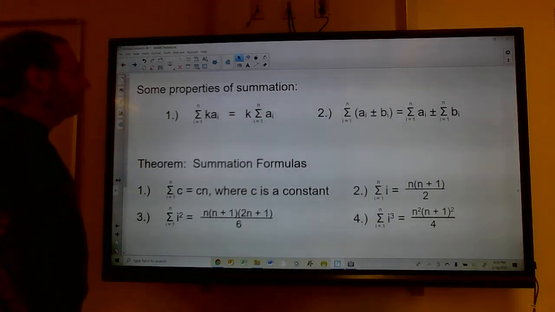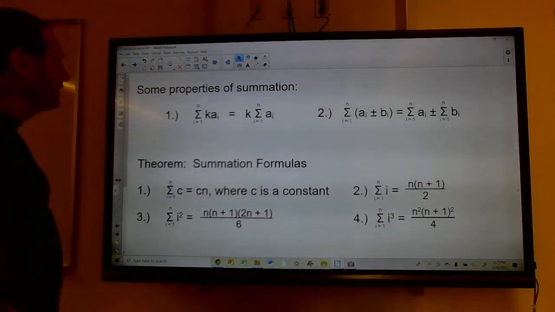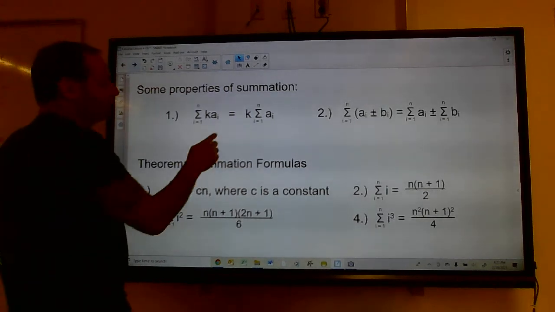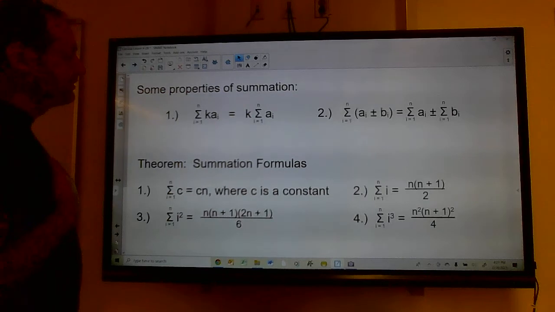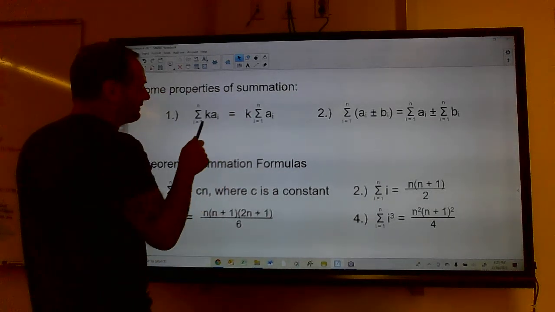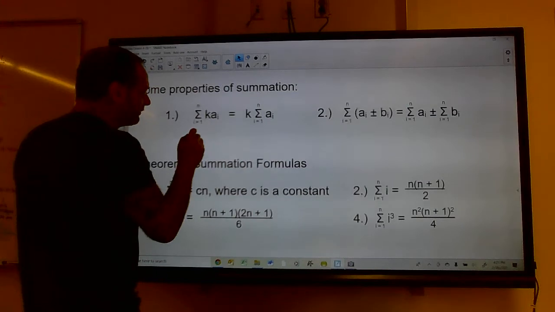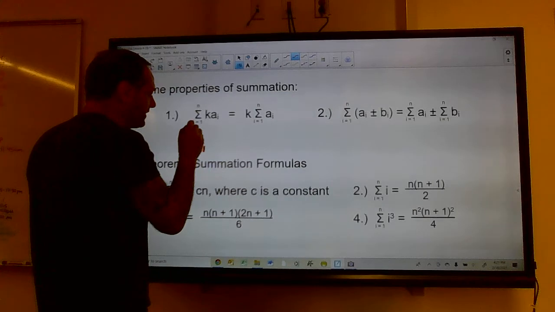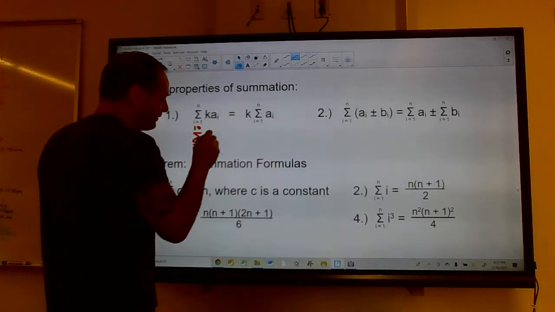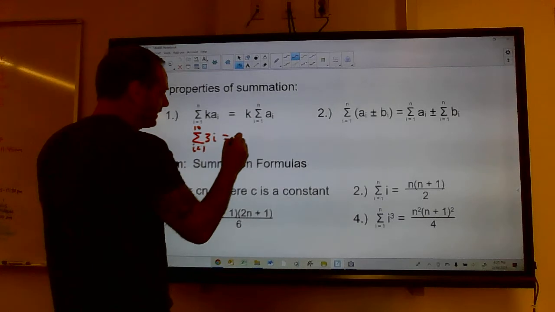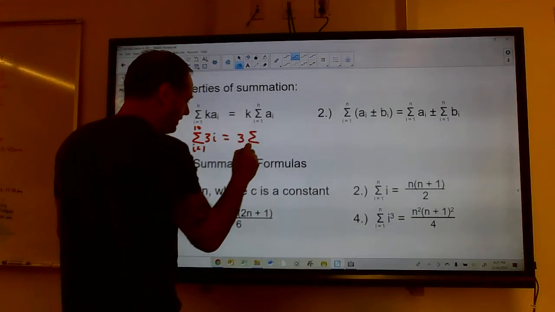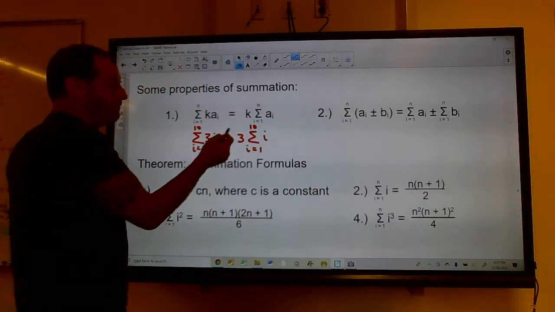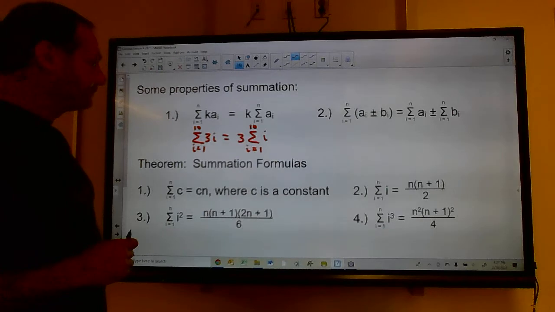Okay, so some properties of summation. So the sum from i equals 1 to n of the k times a sub i's is equal to k times the sum from i equals 1 to n of just the a sub i's. So basically what that means is if I have a constant in here, I can take the constant out. So if I was going to do, say, the sum from i equals 1 to 10 of the 3 i's, well, I can just take the 3 outside, find the sum from i equals 1 to 10 of the i's, and then just multiply that times 3, and that gives me the answer.